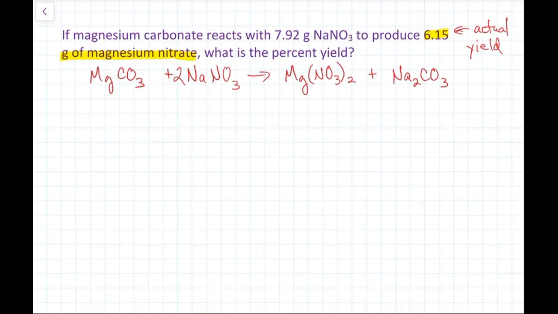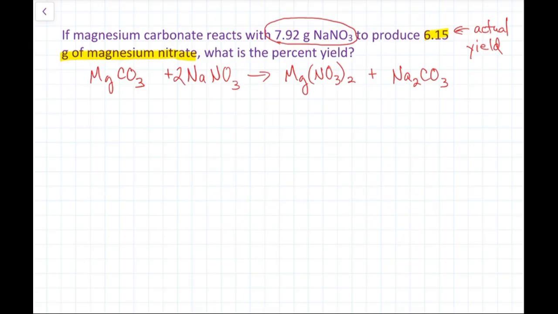The problem is the 7.92 grams of sodium nitrate, the other number given, is not the theoretical yield. If it were, we would just do 6.15 divided by 7.92 times 100 and we'd have our answer. But they're not even measuring the same thing. One is measuring sodium nitrate and the other is measuring magnesium nitrate. So the 7.92 grams is not your theoretical yield. You have to calculate your theoretical yield. We're going to calculate our theoretical yield of magnesium nitrate from 7.92 grams of sodium nitrate.